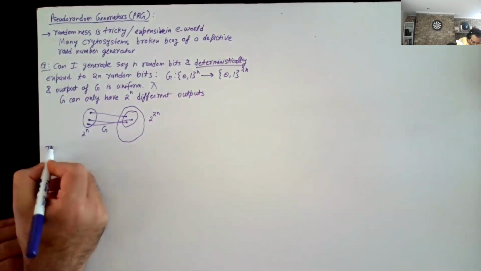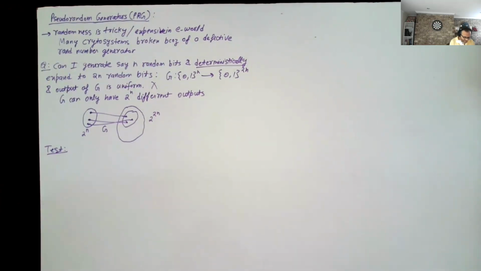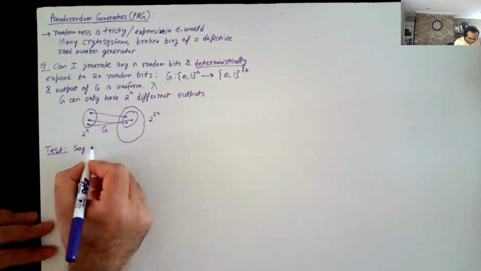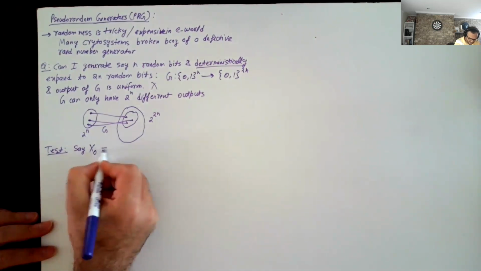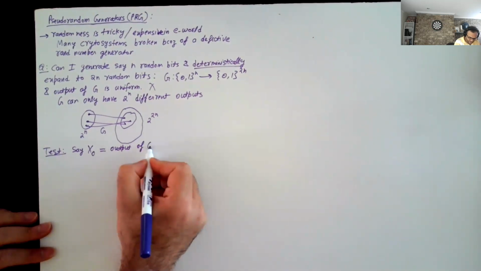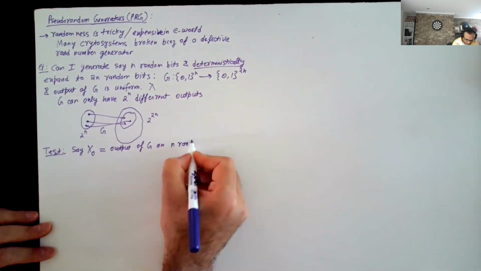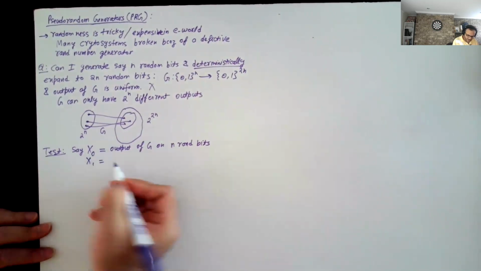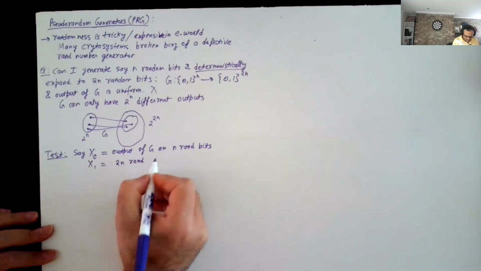I will give you a test. So suppose we have two distributions. Say distribution x0 is the output of G on n random bits. Distribution x1 is 2n random bits.